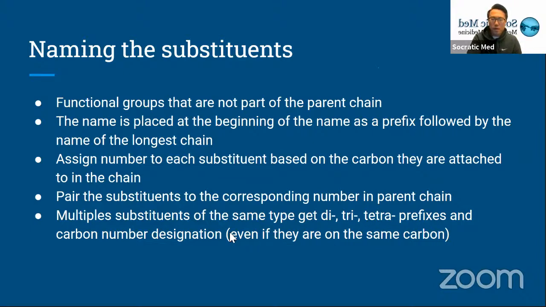And in the parentheses, it says even if they're on the same carbon. So if you have 2 alcohols on the same carbon, if they're both on carbon number 3, you have to use 3,3-dihydroxy. So you have to specify the number of the carbon for each single substituent.